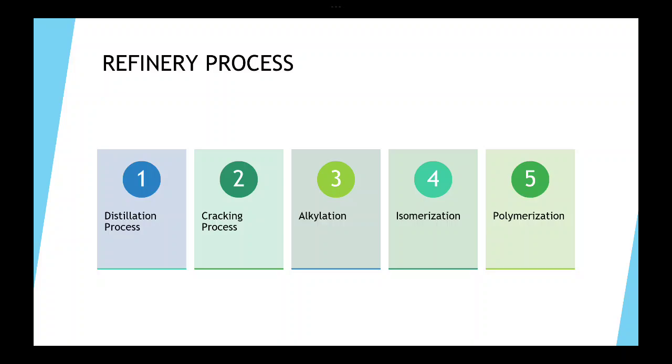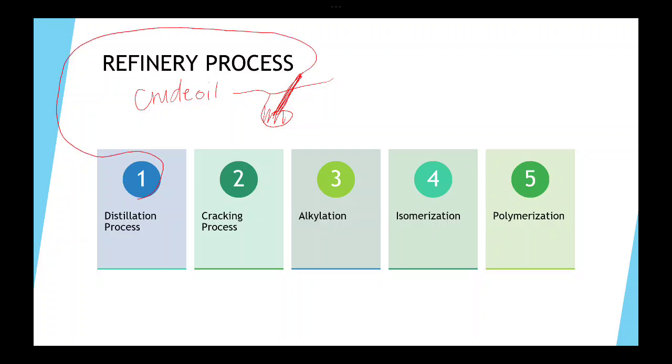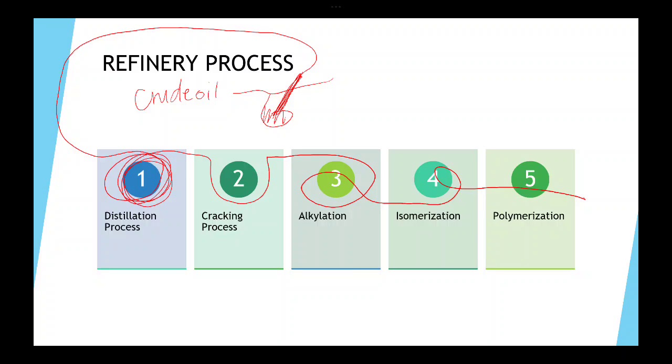Now let me show the processes of refinery. Your crude oil, as extracted from underneath, goes to the refinery process, where the first is the distillation process, followed by the cracking process, then alkylation, isomerization, and lastly polymerization. So first is the distillation process, followed by cracking. The third is alkylation, the fourth is isomerization, and lastly polymerization. That's your five processes of refinery.